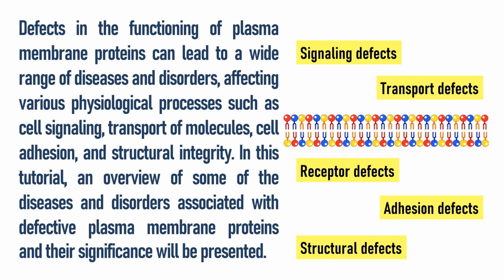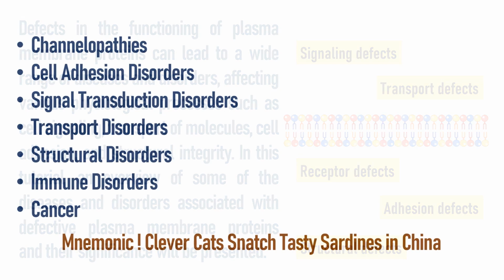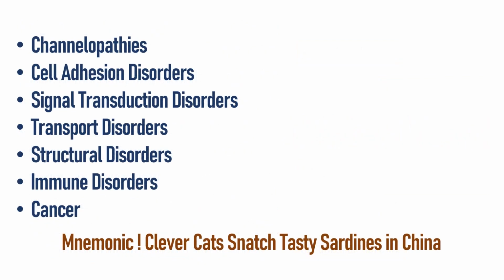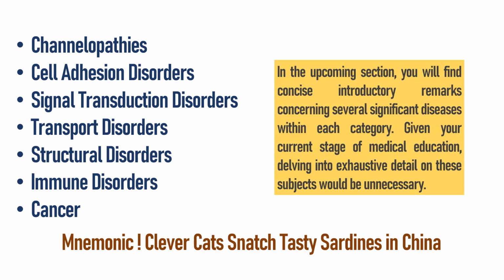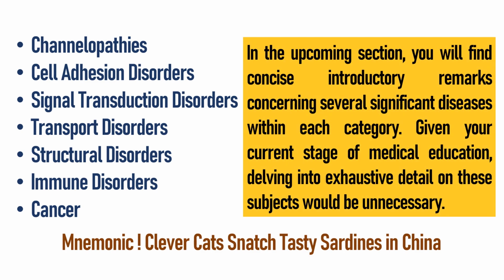In this tutorial, an overview of some of the diseases and disorders associated with defective plasma membrane proteins and their significance will be presented. In the upcoming section, you will find concise introductory remarks concerning several significant diseases within each category, given your current stage of medical education. Delving into exhaustive detail on these subjects would be unnecessary. We, however, have a mnemonic for you so that you may remember this list easily.